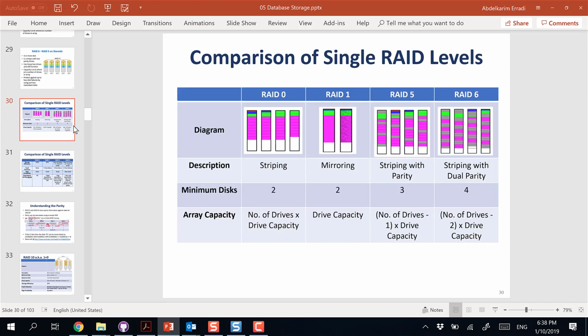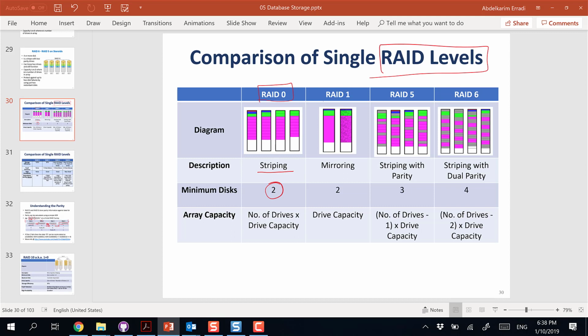Now, this is to summarize the comparison between the different RAID levels. So RAID 0 is striping, which means I take the blocks and, in a round robin fashion, I keep writing them to my disks. The minimum disks I need is 2, and the overall capacity of the RAID is the number of disks times the disk capacity.